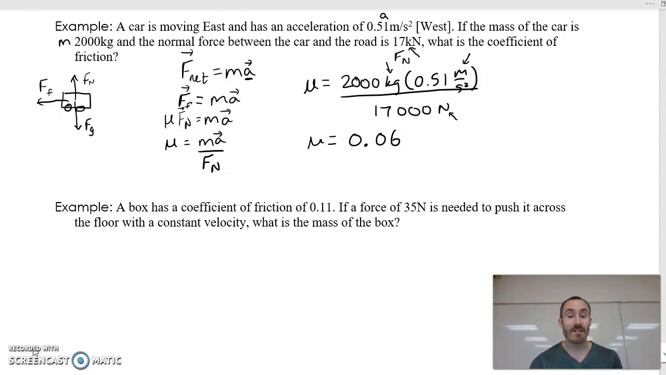Now that is very slippery, we would normally say. So probably this person is not hitting the brakes at all. They are probably just coasting. And you know that you're going to slowly slow down over time. So that's probably what's happening here.